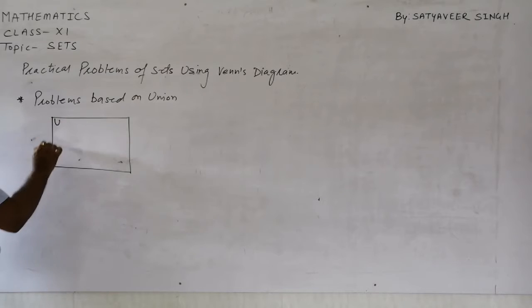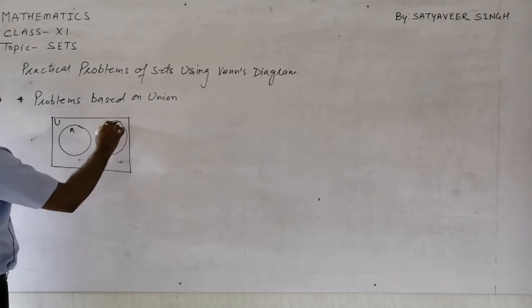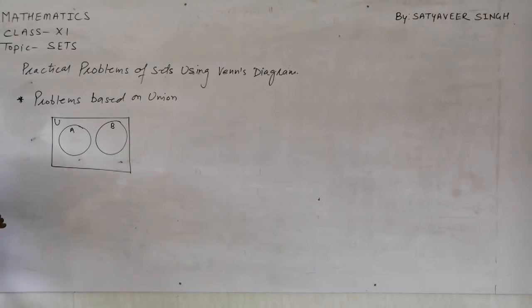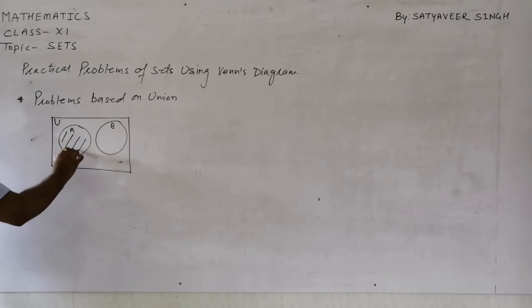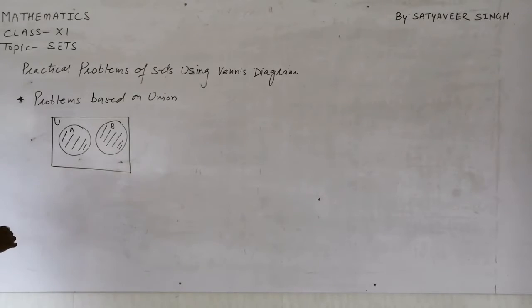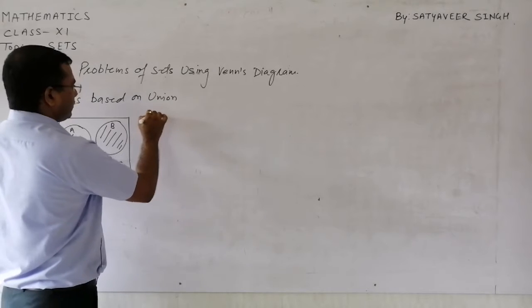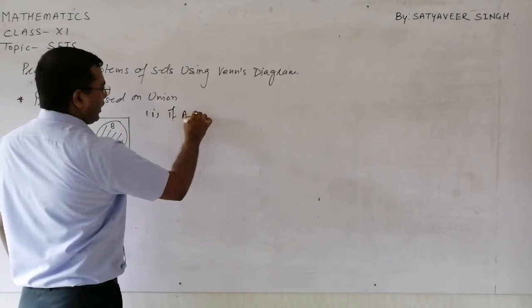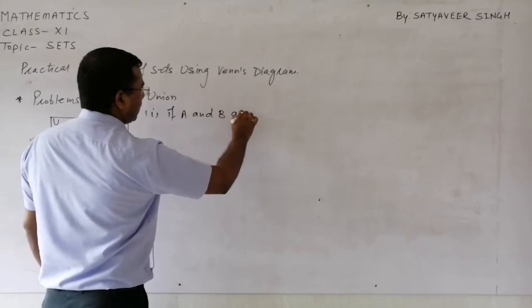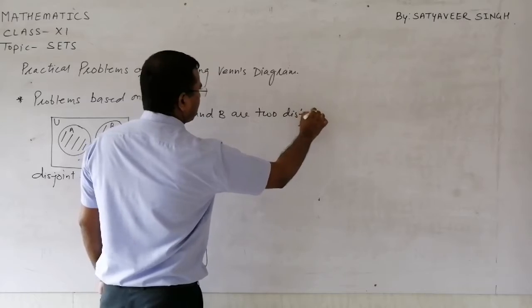So if there is a universal set, there is one set A, there is another set B, and these two sets have no common element, then both the sets are disjoint sets. So this can be an example of disjoint sets. Let us take one example, like if A and B are two disjoint sets.